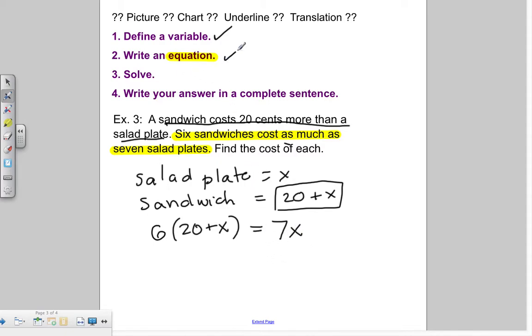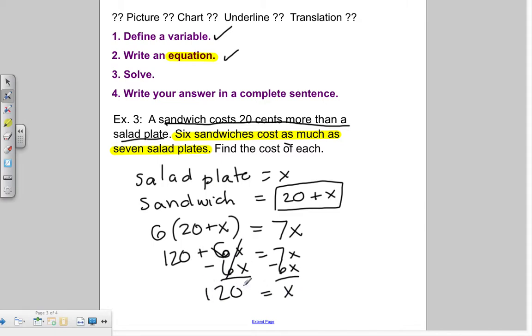Okay, I wrote my equation. Now I'm going to solve it. 6 times 20 is 120 plus 6X. Oops, I almost missed my distributive property. Equals 7X. I subtract 6X on both sides to get my X's together. I get X equals, this is canceled, 120.